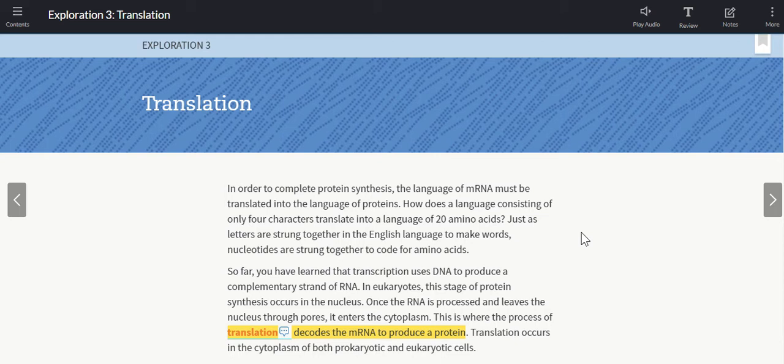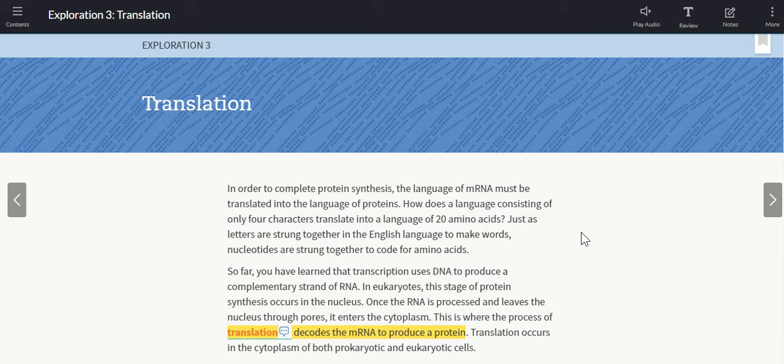We talked in Exploration 2 about how the first stage of this process is called transcription because we are transcribing a copy of the DNA into a temporary RNA molecule called messenger RNA. In this exploration, we're going to look at translation, which is what happens when your cells take that messenger RNA, that copy, and they use it to build the protein that was needed in the first place. All right, so let's take a look at this.